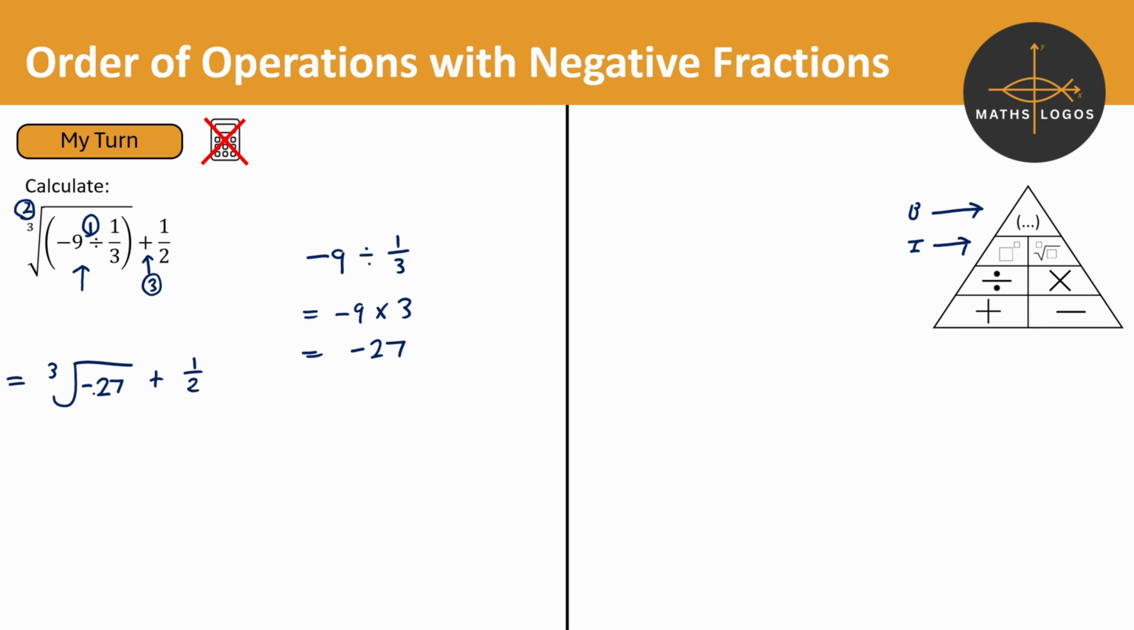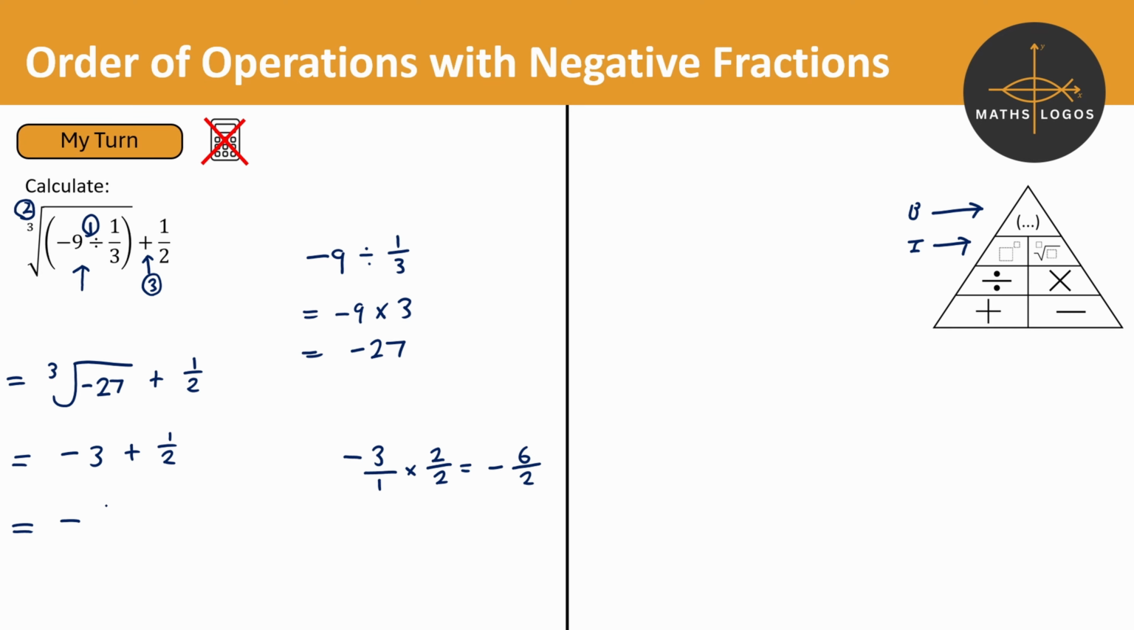The cube root of negative 27, well, ask yourself what number multiplied by itself 3 times gives you negative 27, and the answer is negative 3. So we're doing negative 3, add a half. So let's turn negative 3 into a fraction with a denominator of 2. So think of 3 as 3/1, multiply it by 2 on the numerator and denominator. That's going to give you negative 6/2.